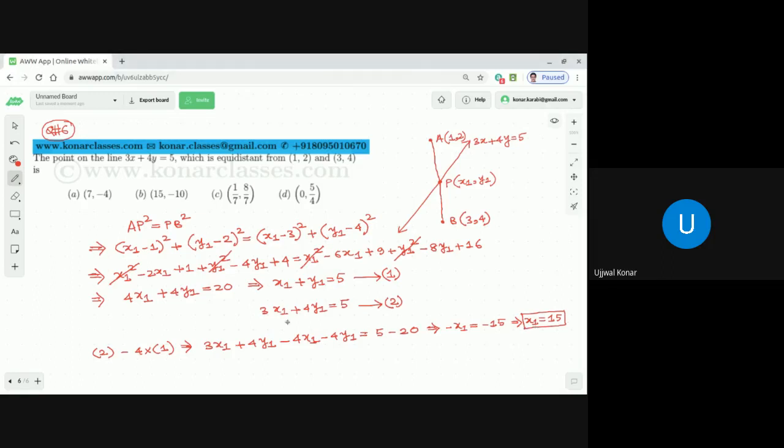Correct? The moment we get x1 is equal to 15, from equation 1 we can say that y1 is equal to 5 minus x1. That implies y1 is equal to 5 minus 15, that implies y1 is equal to minus 10. So the coordinates of the point P are (15, -10), and eventually we get the correct option as option B, dear students. I hope it is clearly understood. Now let's go to the next question.